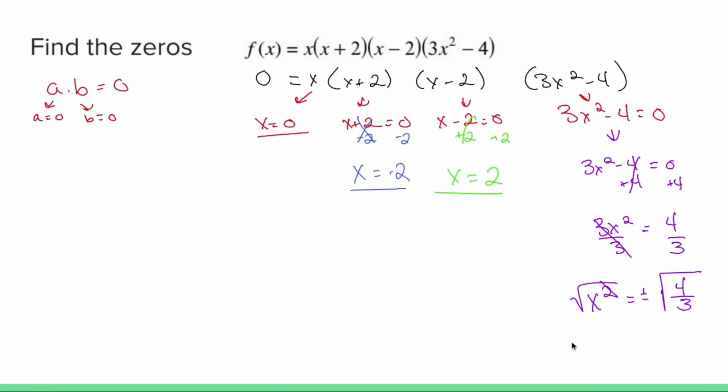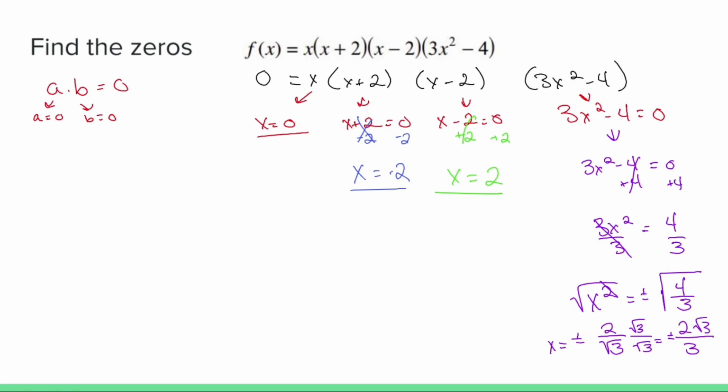Not done yet. This leaves me with x equals plus or minus the square root of 4, which is 2, over root 3. Now, you know you're not allowed to have the square root of 3 on the bottom. So you multiply the top and the bottom by the square root of 3. That gives you 3 on the bottom, and on the top 2 root 3. So x is going to equal positive or negative that.